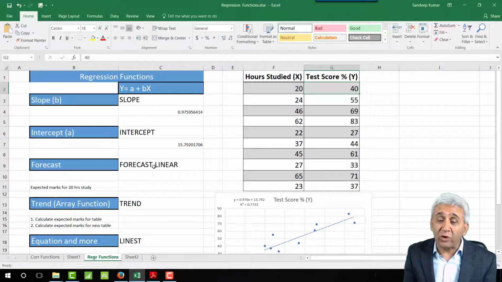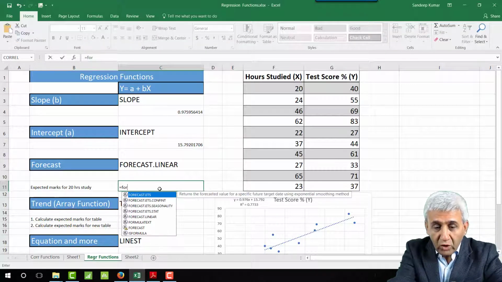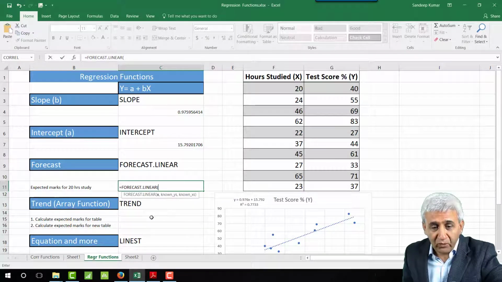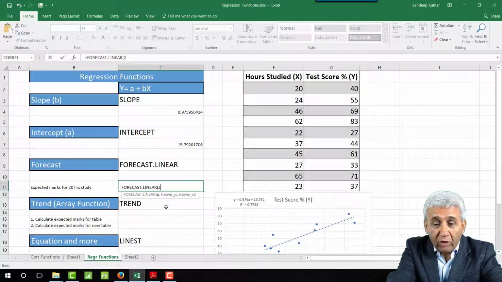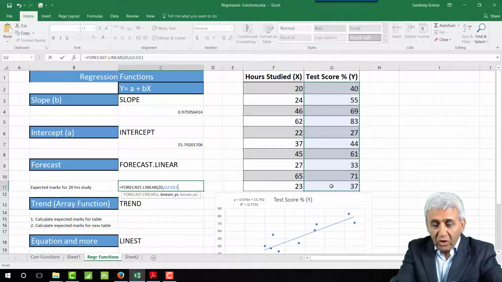For that, we can use this function, which is FORECAST.LINEAR. So let's do that. Equals forecast, and you see that there are a number of forecast functions. I am looking at FORECAST.LINEAR, and now the x value, the value for which I need to find out the forecast value. That's 20 hours. And now I can put the known y's, these are my y's, comma, and these are my x's.